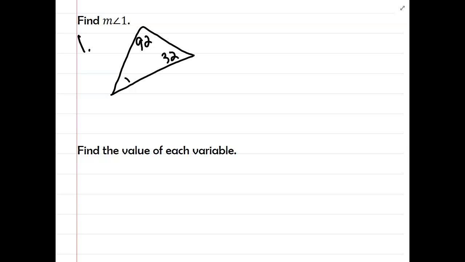Now, what do I know about these 3 angles? They're not congruent. They add up to be 180. Okay? Well, if all 3 of these add up to be 180, I could add these together. 90 plus 32 would be 124. So if 2 of them are 124, how would I find the other one? 180 minus 124. That last angle is going to be 56. Okay, let's do one more of those.